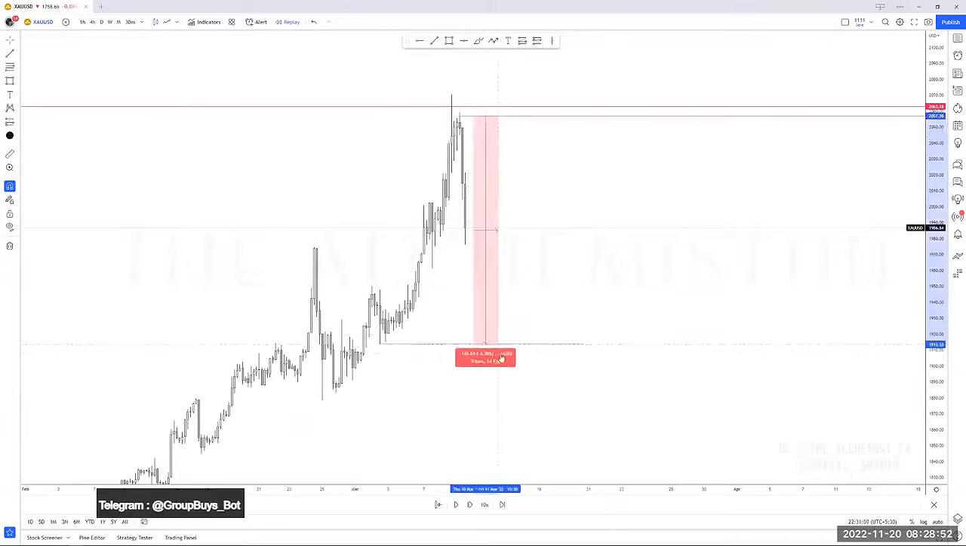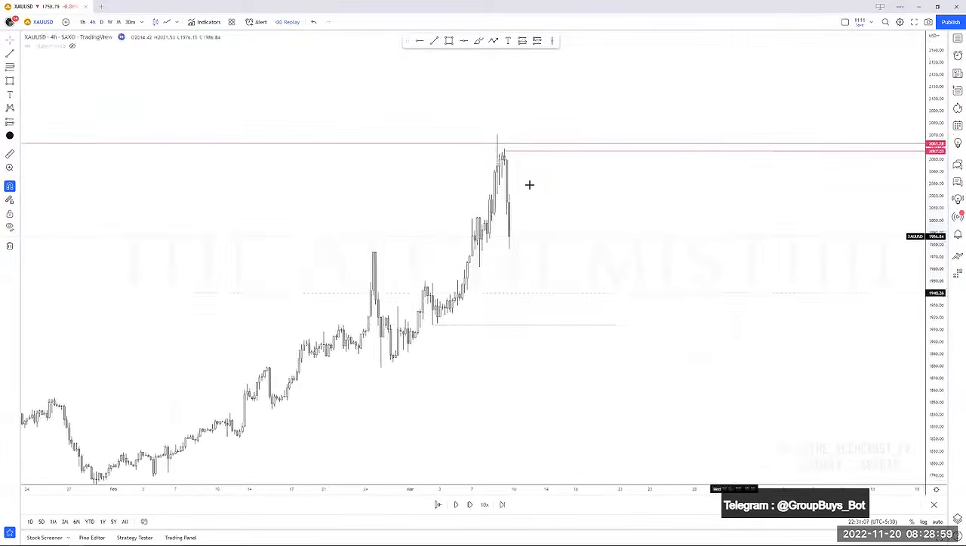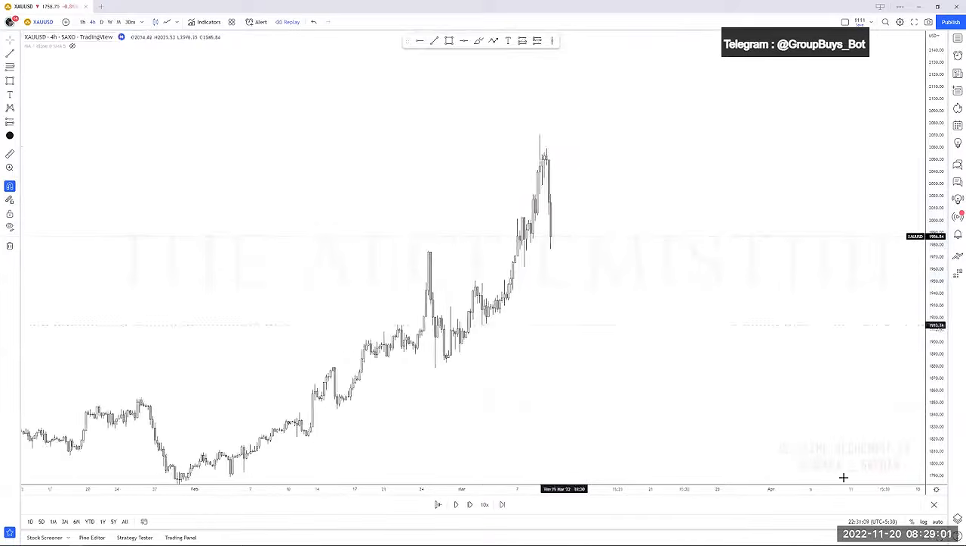From here to here, I held everything, 1,400 pips. It was a nice 1,400 pip drop. So more than enough, right? What more do we need? More than enough. But you see where the entry came from, right? From right there. So that's that.